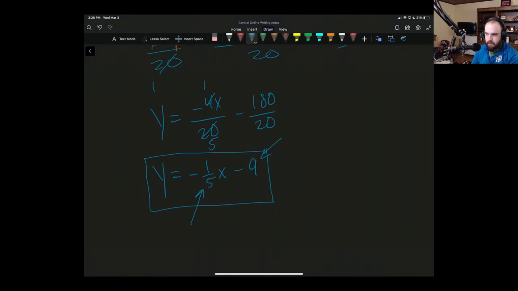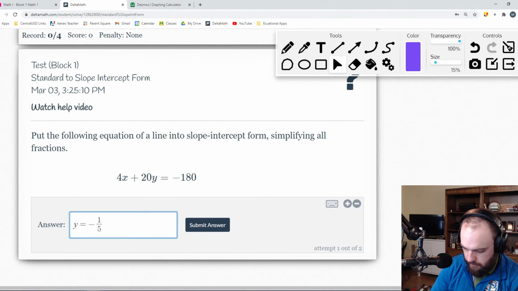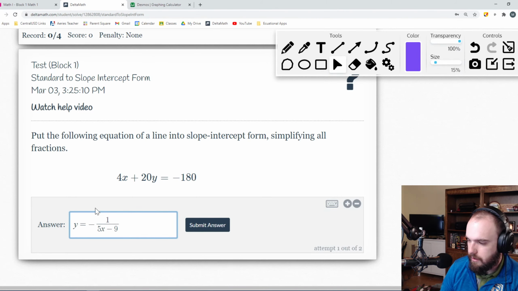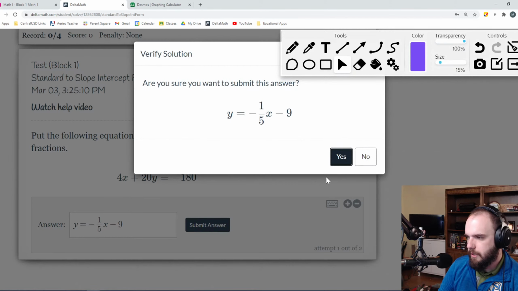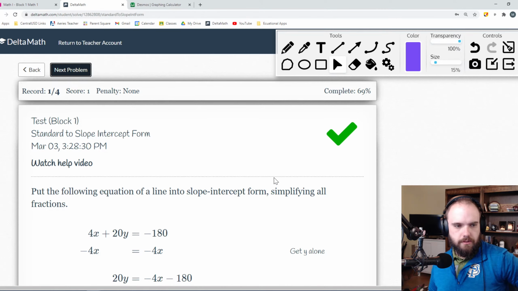Again, you can always go look at Desmos to double check your work. Let's go ahead and try it out. We have y equals negative 1 divided by 5 times x minus 9. Oops, that's what happens when you're not looking at what you're typing. Got it all in the denominator there on accident. Hit submit. Perfect. Okay, so there's the first example.